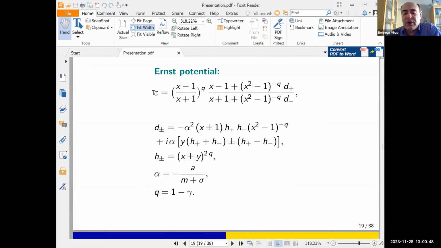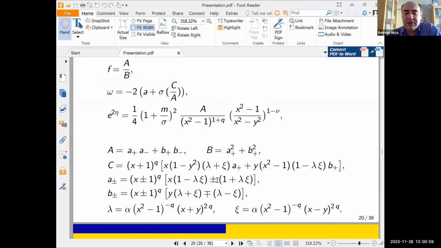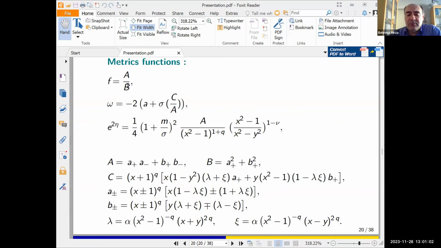So if we use the following definitions, this definition with the other D, H, alpha, and Q, we can write a rotating form of this metric. The rotating form of the metric can be written as you see on this page. However, it has a very long mathematical formula for each value of the parameter, except one exceptional case that I will explain on the next page.